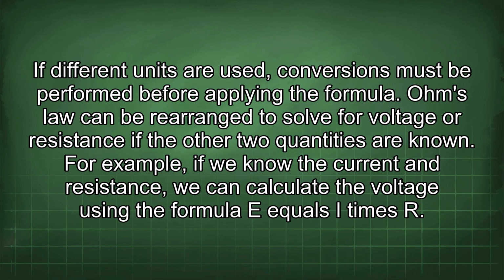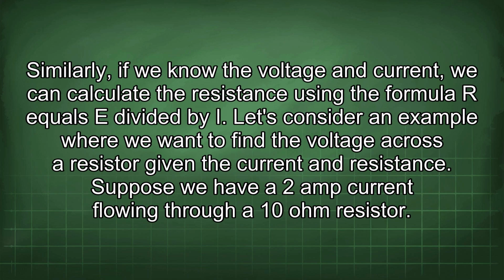Ohm's law can be rearranged to solve for voltage or resistance if the other two quantities are known. For example, if we know the current and resistance, we can calculate the voltage using the formula E equals I times R. Similarly, if we know the voltage and current, we can calculate the resistance using the formula R equals E divided by I.